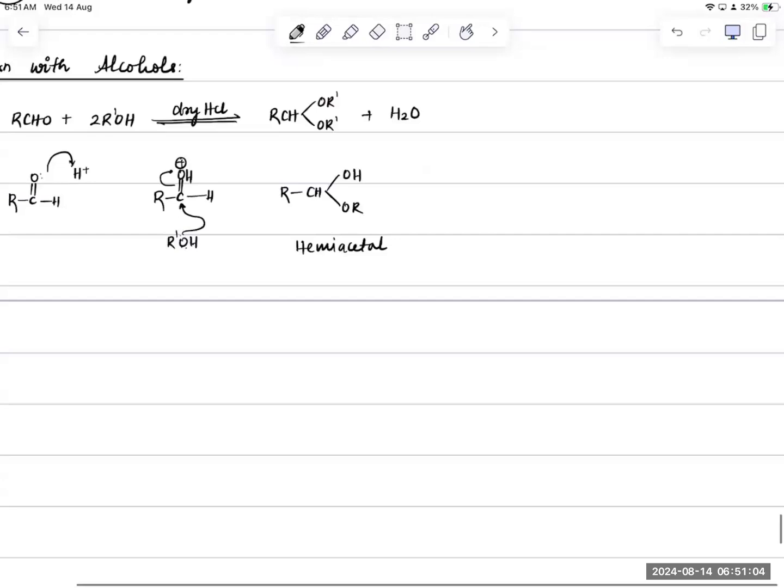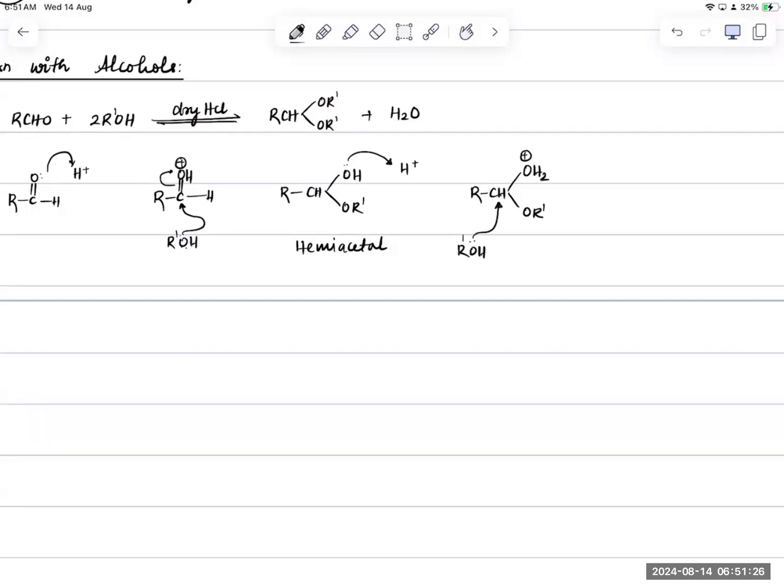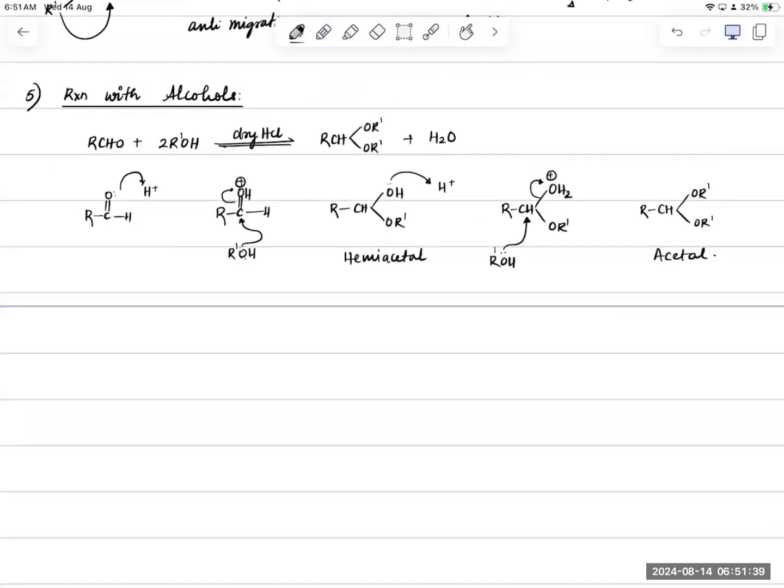And then, if you make this reaction further with H plus, the lone pair will again attack here, converts into OH2 plus with OR, and the next mole of OR dash will come. The second mole of this molecule will come and attack so that this water molecule can be relieved, and we get OR dash and OR dash. What is this one? Acetal. So we shall get acetal and hemiacetal in this case. Got it?